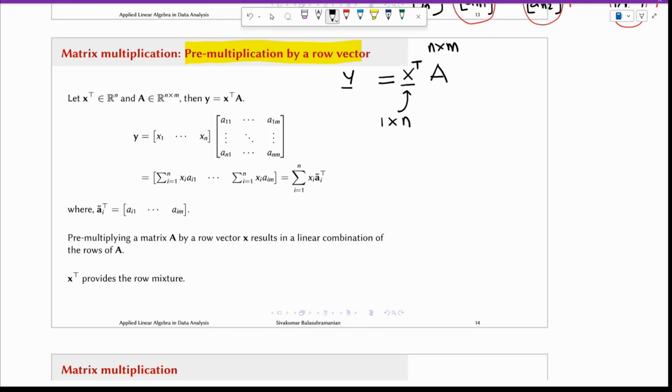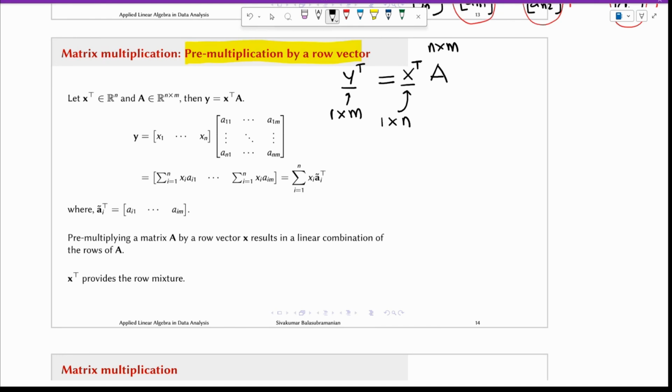So you'll get y. We will also write it as y transpose because we get a row vector. And the shape of that will be 1 cross m. Okay. So earlier we saw if you post multiply a matrix by an appropriate column, you get a column. If you pre-multiply a matrix by a row, you get another row. Okay. And you can't do the other way around. You can't pre-multiply by a column and post-multiply by a row.